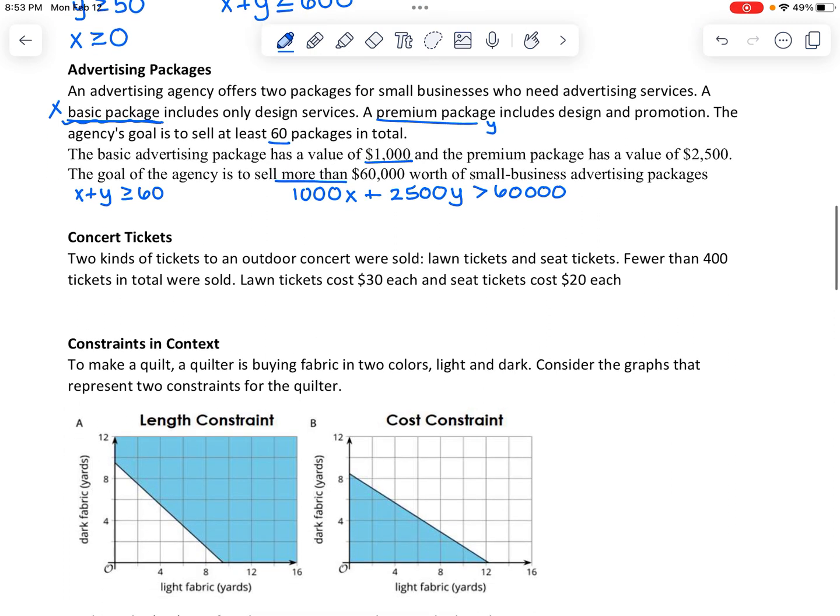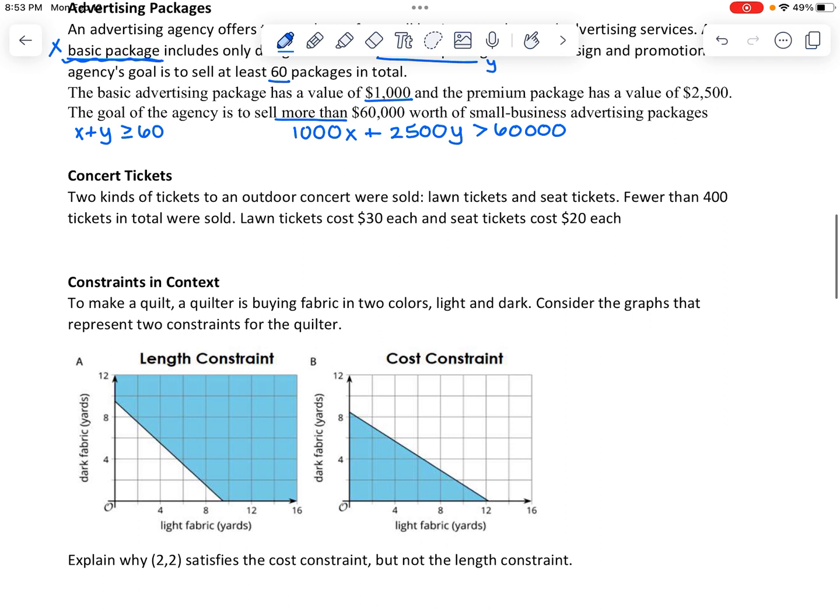All right, let's try the next one. Concert tickets. There are 2 kinds of tickets to an outdoor concert that were sold: lawn tickets and seat tickets. Right now I see some variables here. So we've got lawn tickets and seat tickets.